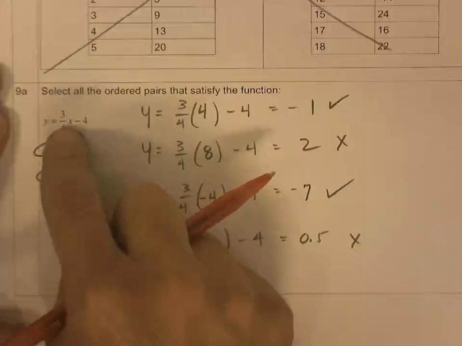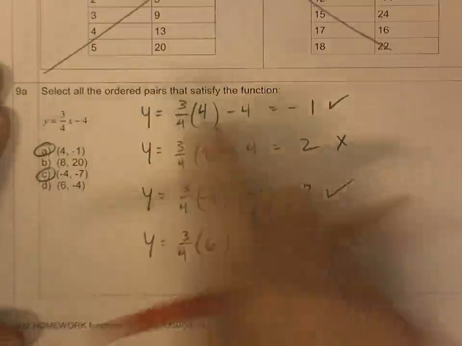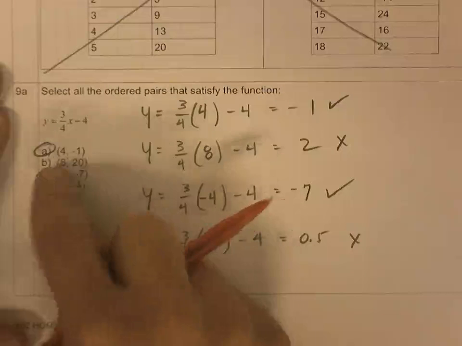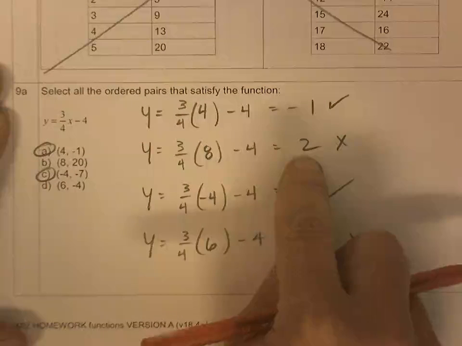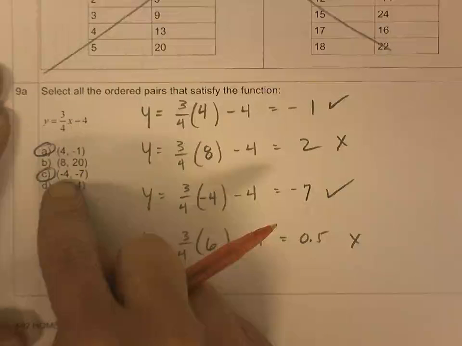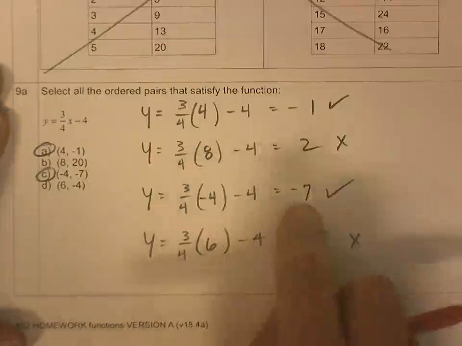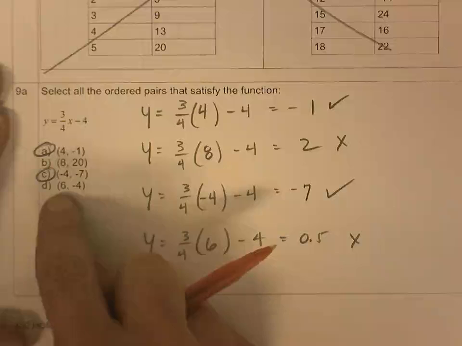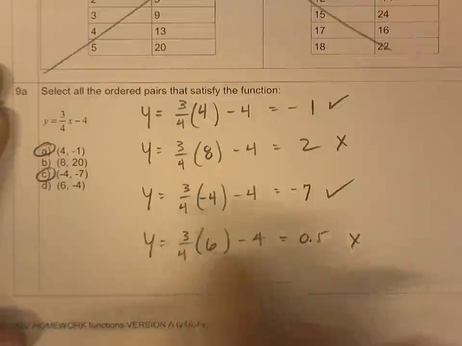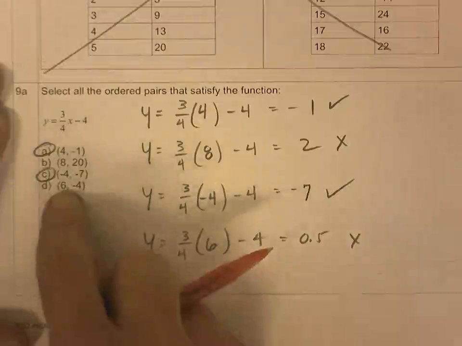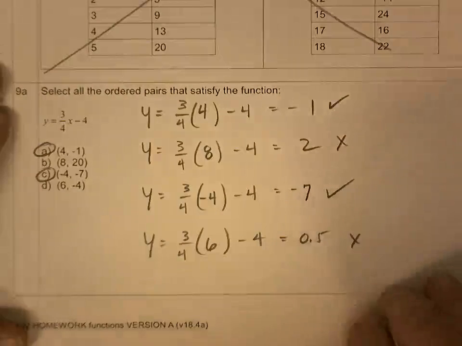Okay, not looking at that one. I'm going to plug in a 4 and see what comes out. If I plug in 4, out comes a -1. That matches. If I plug in an 8, out comes a 2. That doesn't match. If I plug in a -4, out comes a -7. That matches. If I plug in a 6, out comes a 0.5. That one doesn't match. Plug in the x's and see if the y's come out.